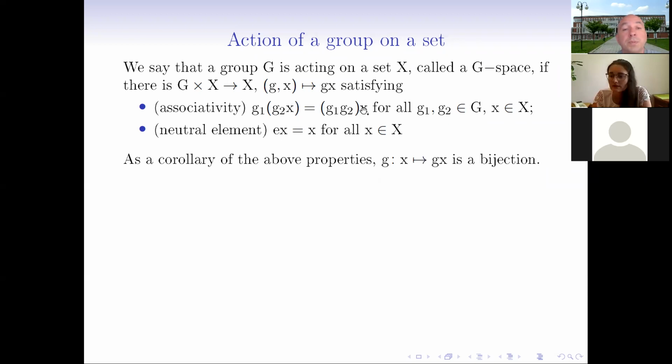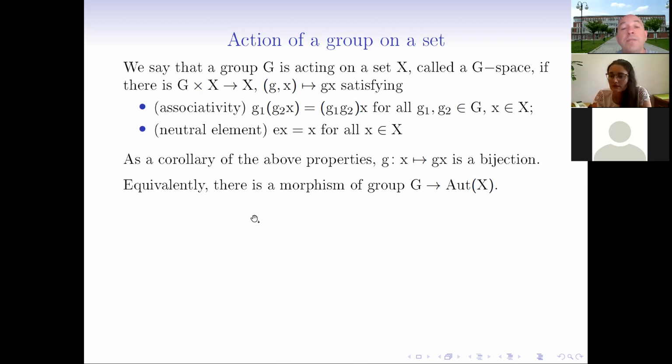No, I have to specify that. Okay, not really. Yes, I'm sorry. Yes, it's a bijection because if you take G and G inverse, then G inverse composed with G gives the neutral element. It's the identity. Yes, it's sufficient.